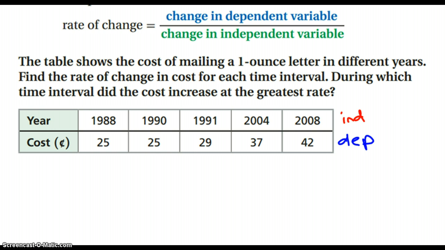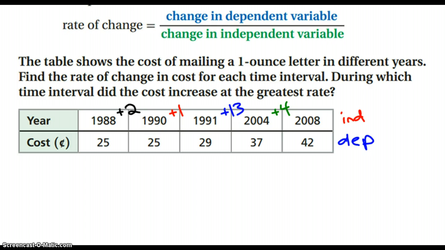Okay, and let's just go through here, kind of like we did with figuring out if we had a linear function. We're going to do kind of the same thing. So from 1988 to 1990, we increased by 2. From 1990 to 1991, we increased by 1. From 1991 to 2004, we increased by 13. And from 2004 to 2008, we increased by 4. Okay. Now let's go to the bottom here.